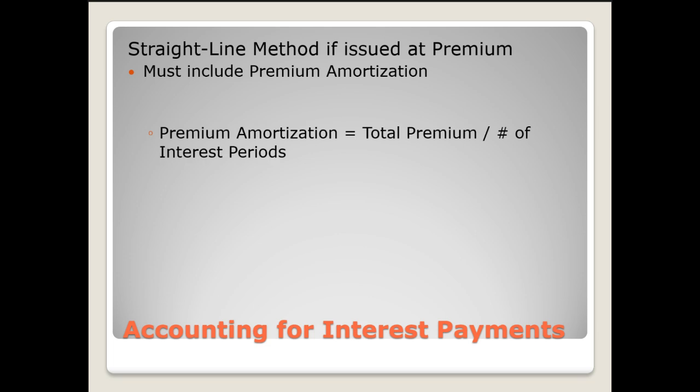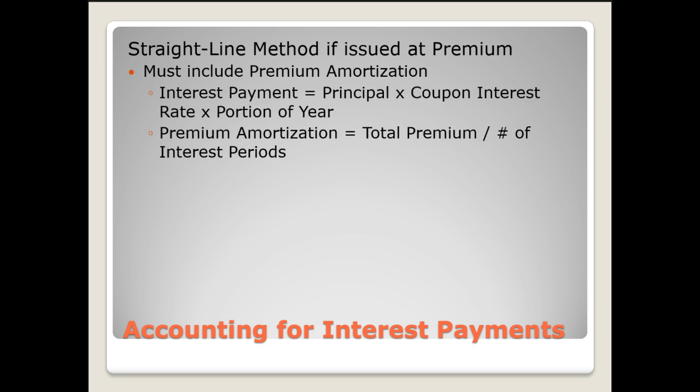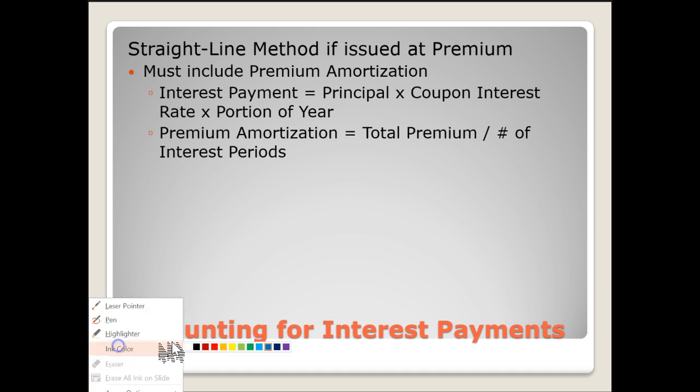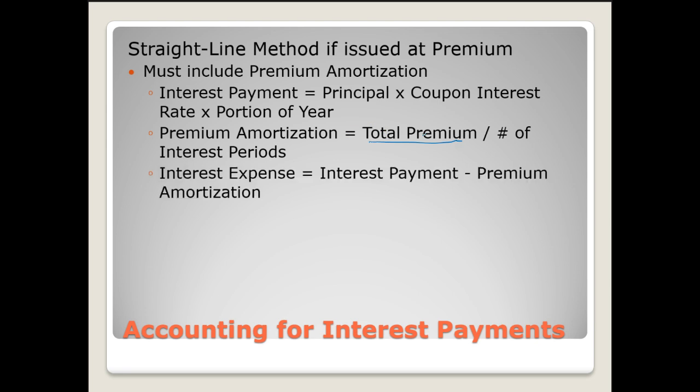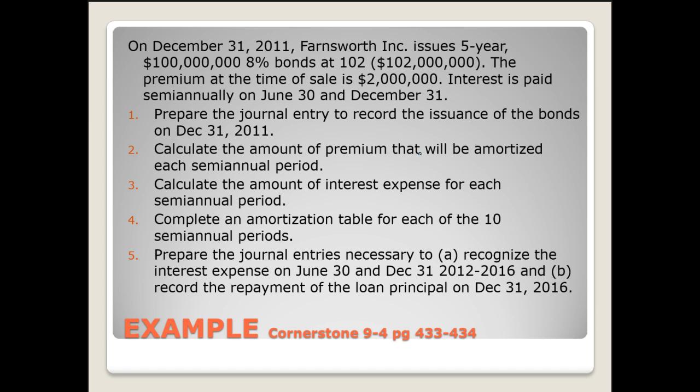And when we are dealing with a bond issued at premium, we have to deal with the premium amortization. Remember, interest payments are always going to be the principal times the coupon interest rate times the portion of the year over which the interest is paid. It's often every 6 months for a bond. The premium amortization will take the total premium and divide it by the total number of interest periods. So that means interest expense for every period in a premium bond's life will be the interest payment minus the premium amortization. Let's go right into Cornerstone 9.4 to see how this works.